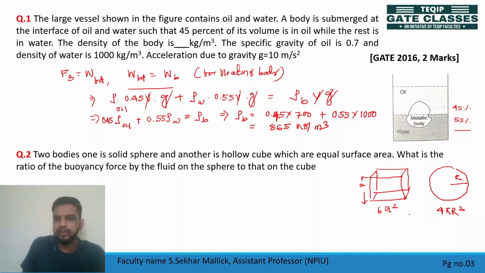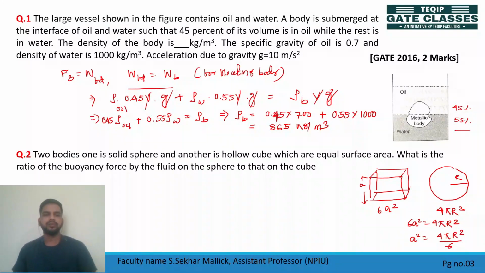Okay, so 6a square equal to 4 pi r square. It's given. Can I write 6a square equal to 4 pi r square? Okay, so a square equal to how much? 4 pi r square by 6. Okay, you see this. Now it's asking to find the ratio of buoyancy force or buoyant force by the fluid on the sphere to the cube.